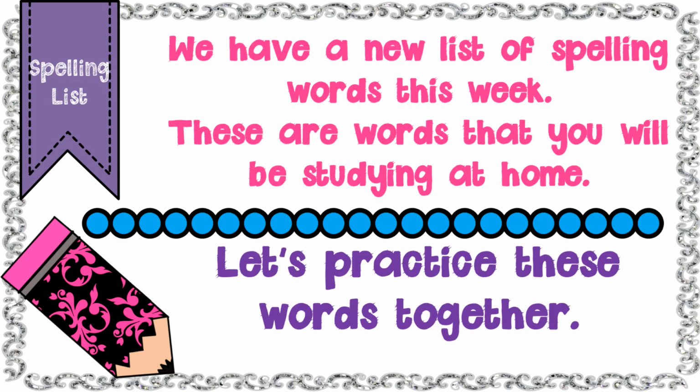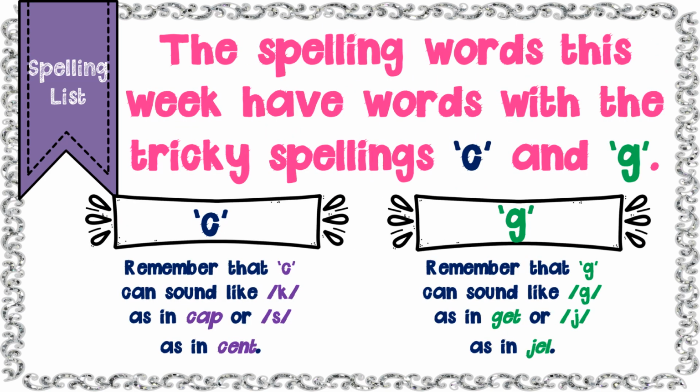Okay, we have a new list of spelling words this week. These words you're going to study at home. Now let's practice these words together. The spelling words this week have words with the tricky C and the tricky G. So remember that C normally says K, but the tricky spelling is going to say S. And the tricky G, instead of saying G, is going to say J.